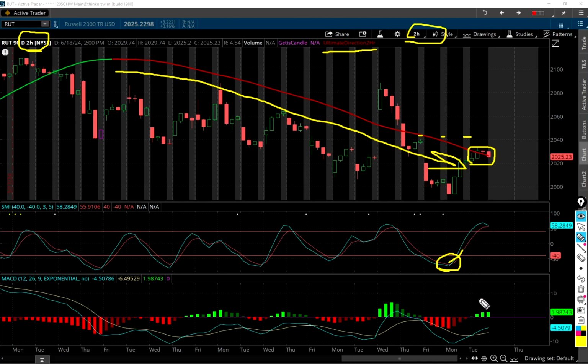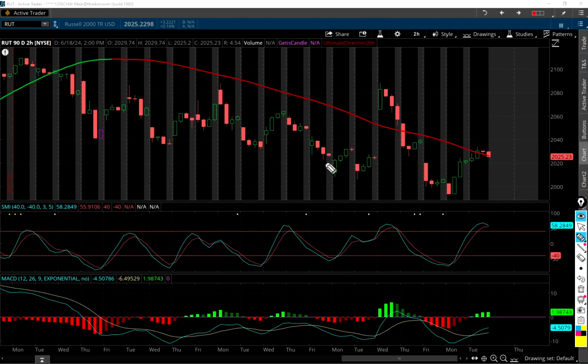Now, momentum's still pretty negative here. Here's momentum at the zero line. We're down here, negative momentum. So this is looking like the Russell 2000's getting ready to pull back. So the reason why I'm showing this, let me switch over to another screen.